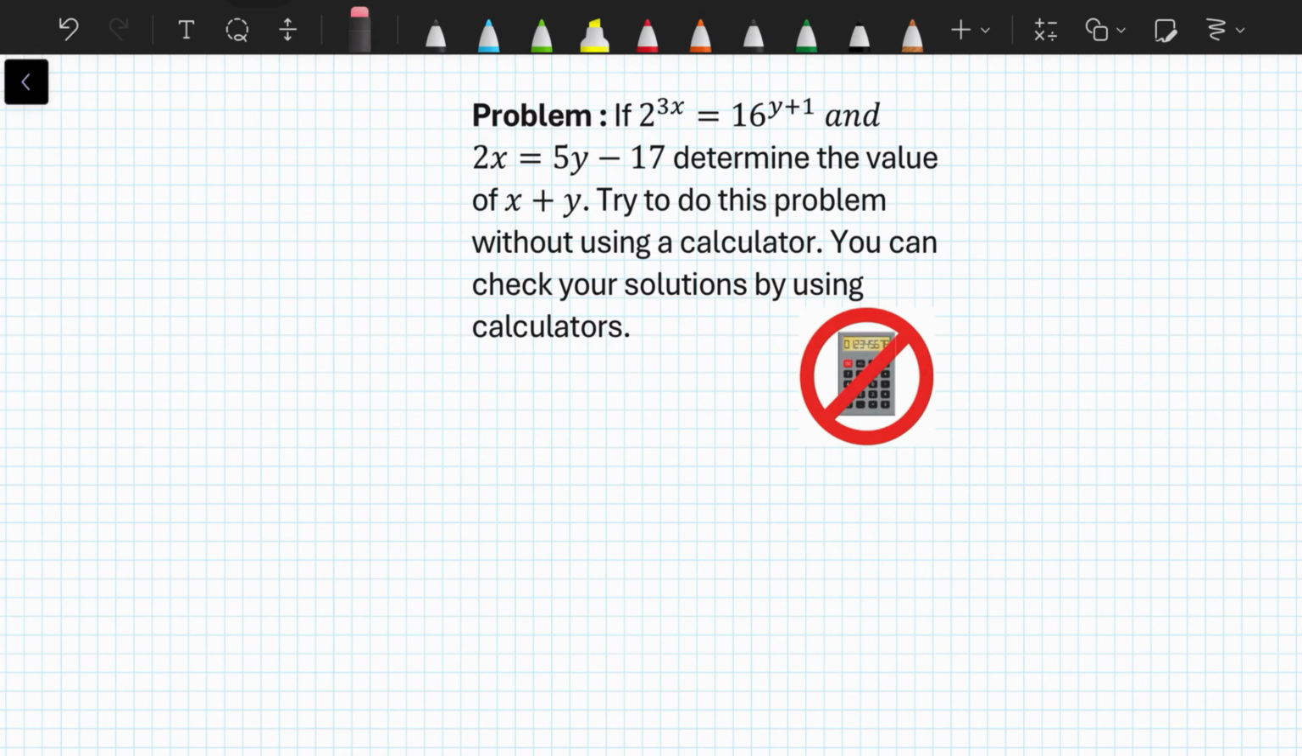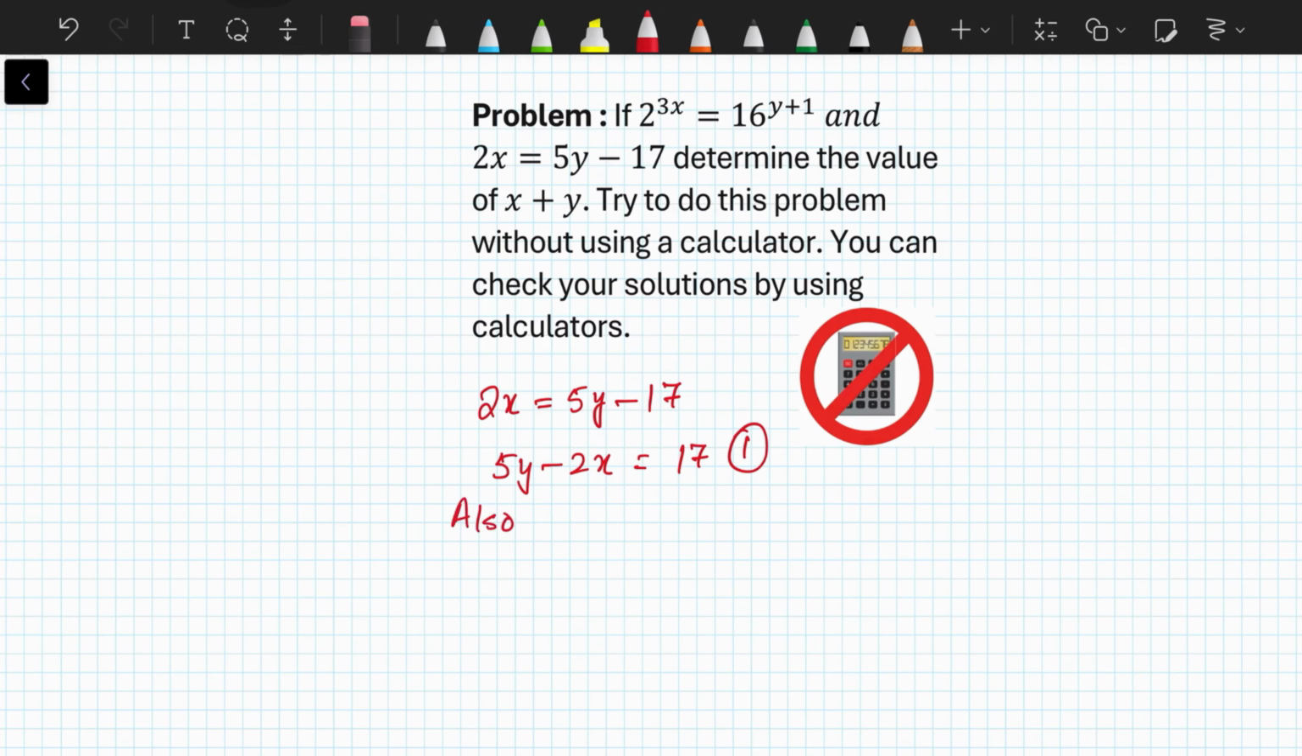Another problem which is giving us two relations. One relation is given to us. It is 2x is equal to 5y minus 17. So what I will do, I will move 2x on the right side, 17 on the other side. So 5y minus 2x is equal to 17 positive. Let's say this is my equation number one.